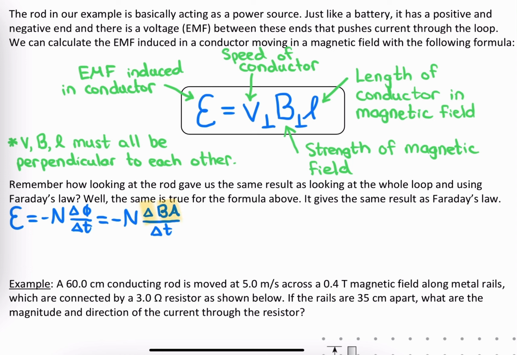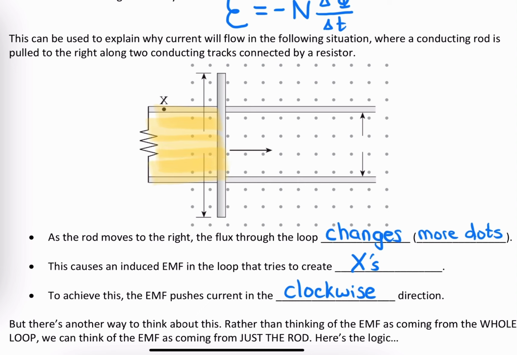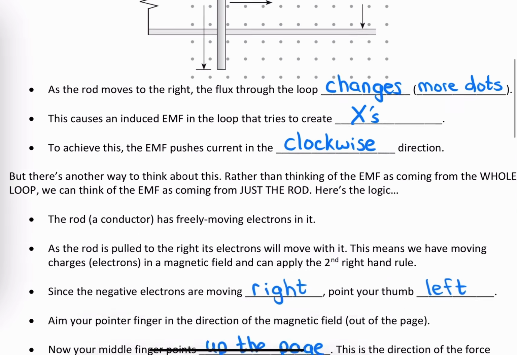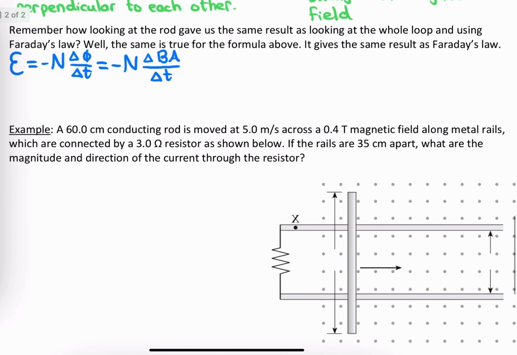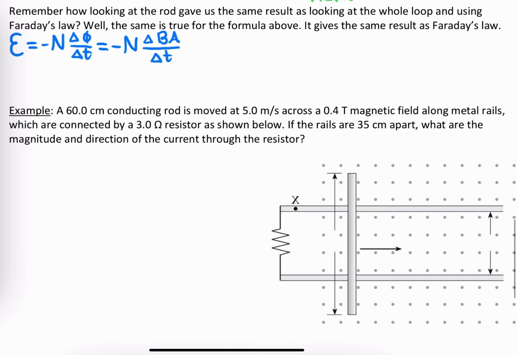the magnetic field wasn't changing. These dots were just here the whole time. What was changing was the area of this region, the area of this loop. As that rod moved to the right, that area increased. So we have a situation here where the reason B times A is changing is because A is changing. So I can rewrite this as B times delta A.